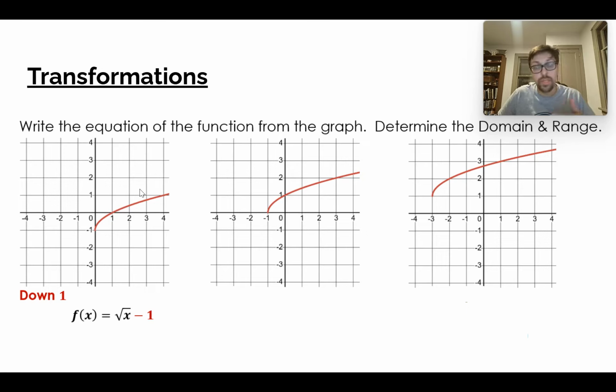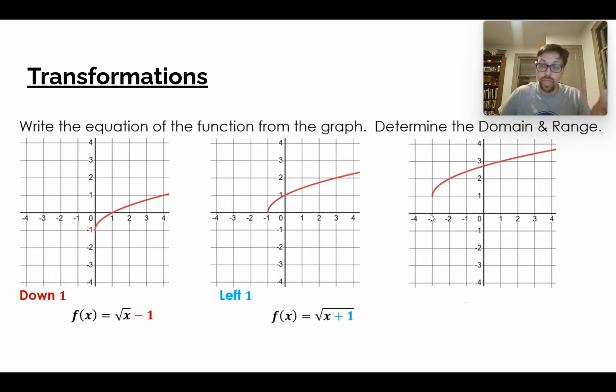The second one is being shifted to the left. Left and right happens inside of our function, but it goes the opposite way that we would think. That left one, rather than being a subtraction, is actually a plus, but we can see that inside of our function. The last one has two transformations.